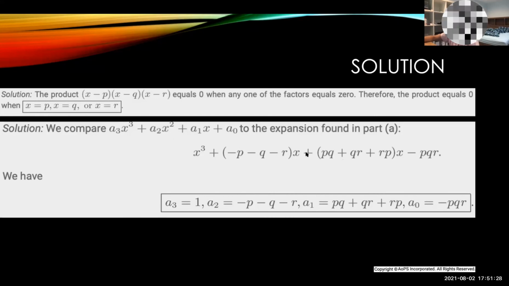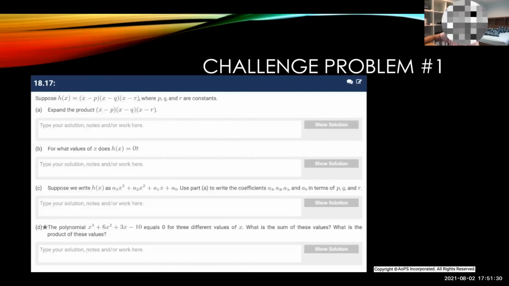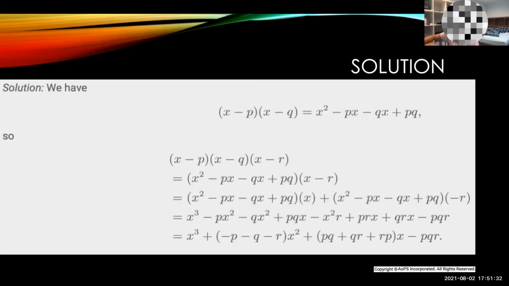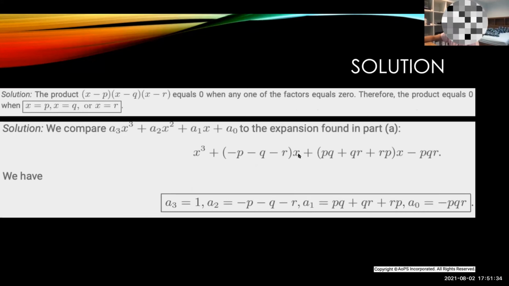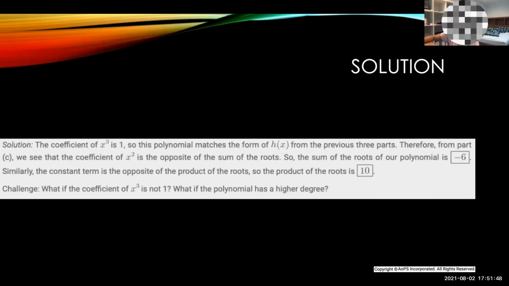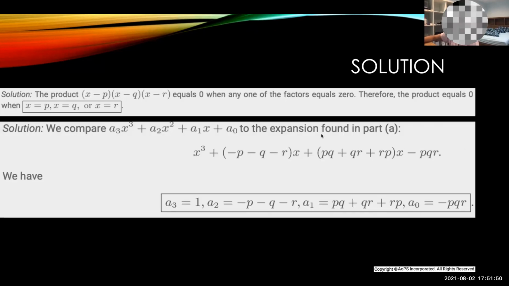I think there's a typo here, actually. Yeah, there's a typo here. Oh, sorry, this should be x squared. So that's why A2 would be this. It should be x squared right here. And yeah, so you guys get the general gist of it. All you have to do is compare them to find the coefficients.